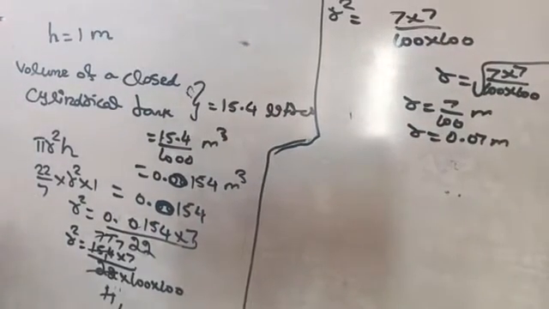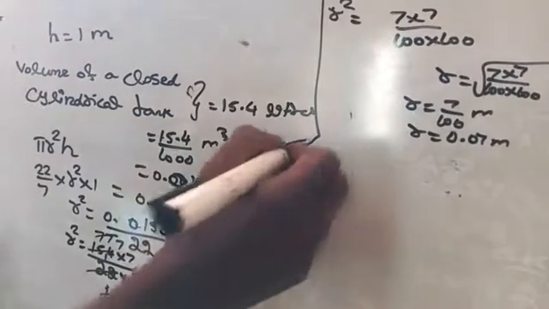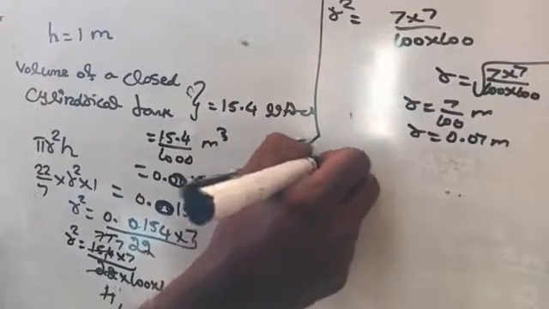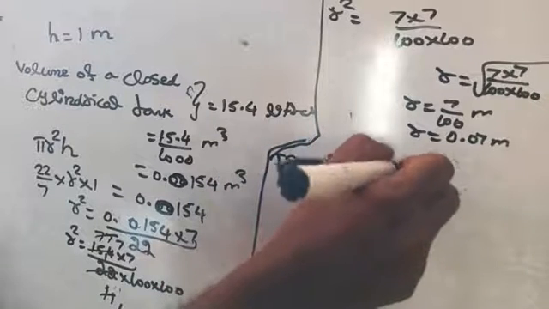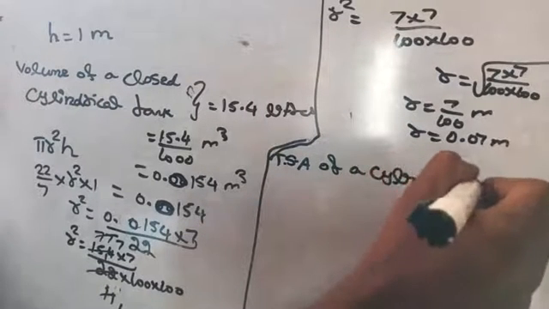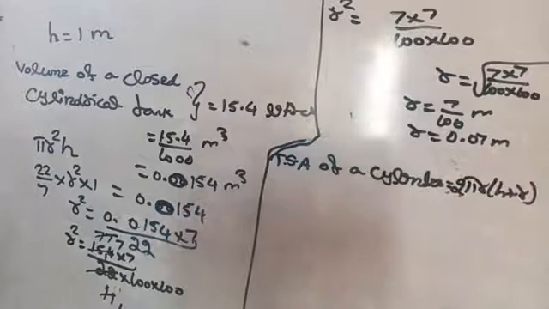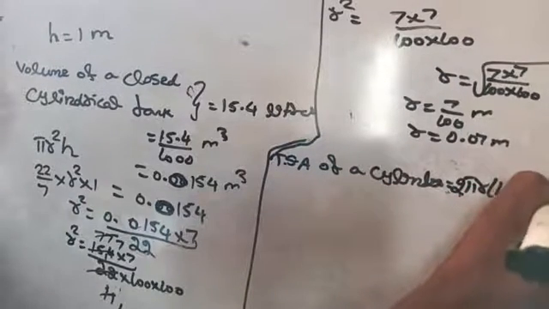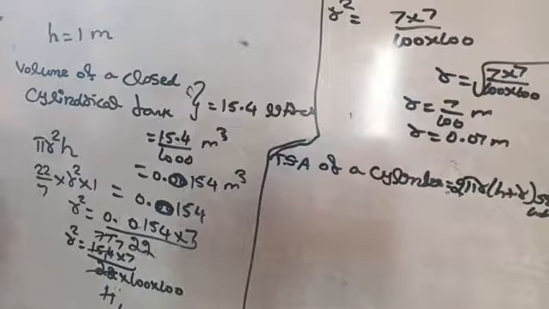Right? Now what is the question for you? How many square meters of metal sheet would be required to make the closed cylindrical tank? So what is the total surface area of cylinder? It's very simple: 2 pi r into h plus r. Curved surface area is 2 pi r h, area of top plus area of bottom is 2 pi r square, so that is 2 pi r into h plus r square units.